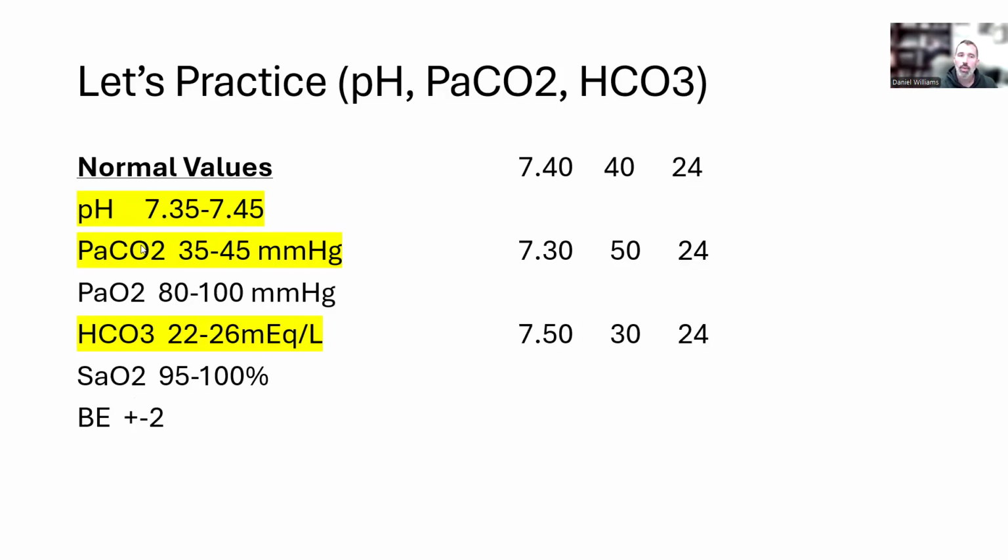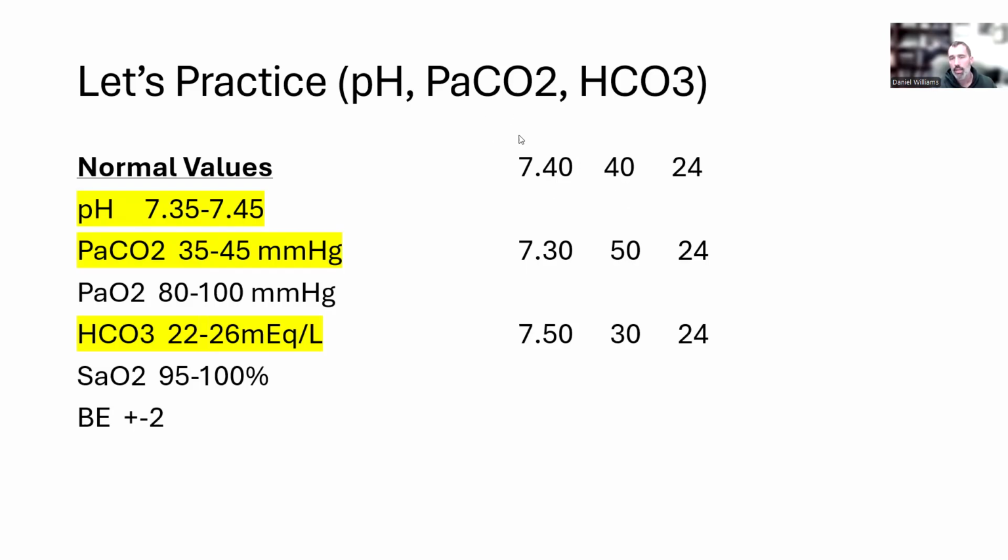And then we're going to focus on the PaCO2, which will be the respiratory cause potentially of the acid-base disturbance. Or we'll look at the bicarb, which would be the metabolic or renal cause of the acid-base disturbance. So if I look at this first blood gas right here, you'll notice that those values fall directly in the middle of all of your normal values. So 7.40 with a PaCO2 of 40.